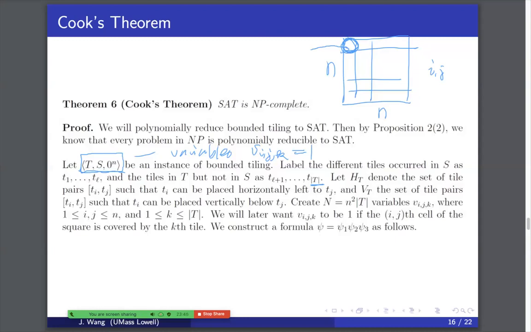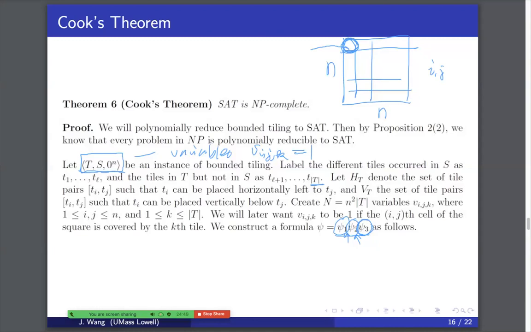And then we're going to construct a formula in conjunctive normal form, that is phi sub 1 and phi sub 2 and phi sub 3. We write it as a product. So we have three formulas. Now let's see what these are. As I said, first we need a formula to represent the initial tiles, and then we need a formula to represent legal tiling horizontally and vertically. So the first is for the initial sequence of tiles. The second is for horizontal and vertical coverage. And the last one is used to represent that each cell is covered by exactly one tile. If you make all of them true, then that represents a legal tiling.